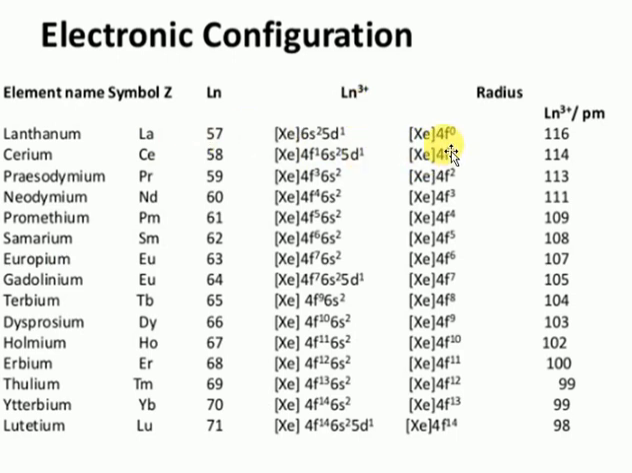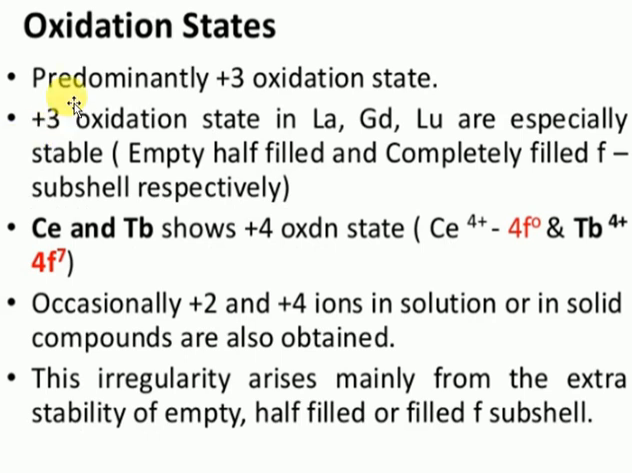Most commonly they lose 3 electrons only. So the general oxidation state of the lanthanides is +3 only. Remember, the most stable oxidation state +3 is for lanthanum, gadolinium, and lutetium. They exhibit a more stable electronic configuration in +3.